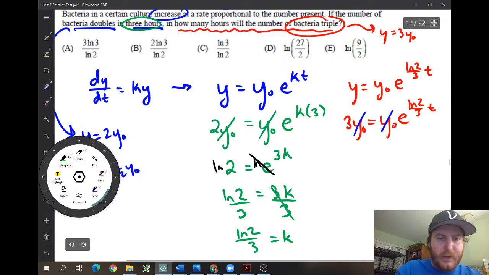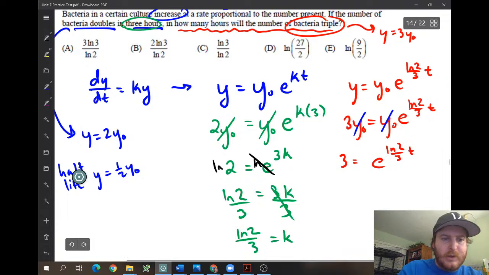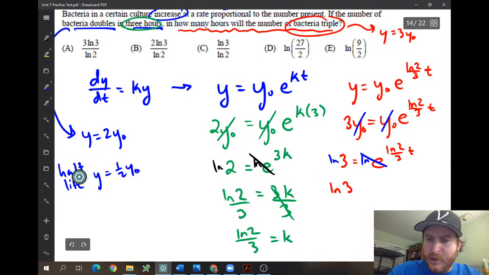So the y naughts will cancel out, and I get 3 is equal to e to the ln of 2 over 3 t. Then to get rid of the e, I'm going to take the ln of both sides. Those cancel, and I end up with ln of 3 equals ln of 2 over 3 times t.